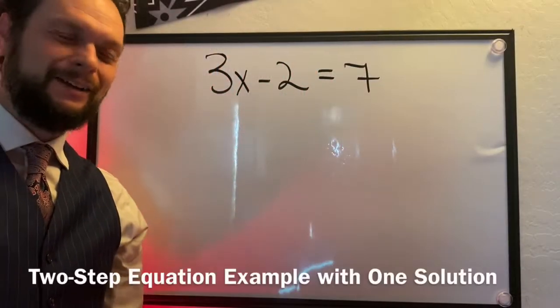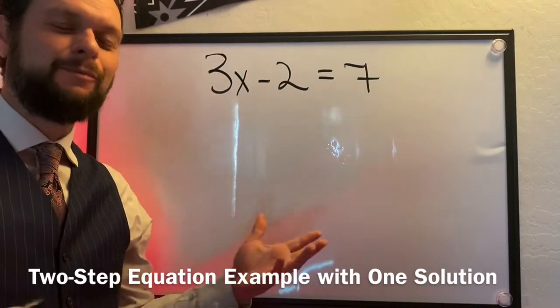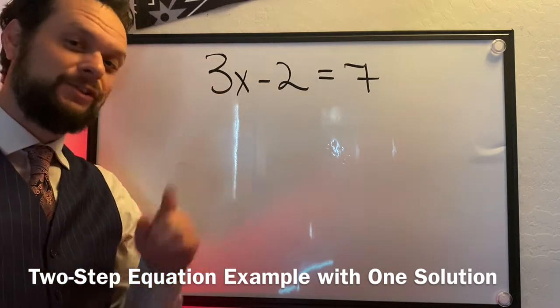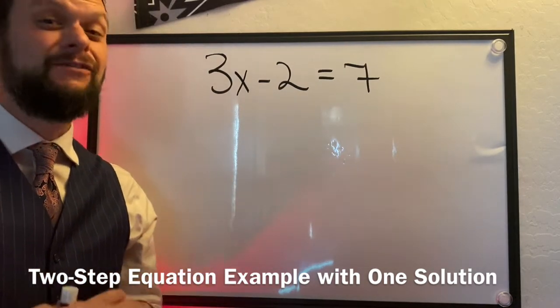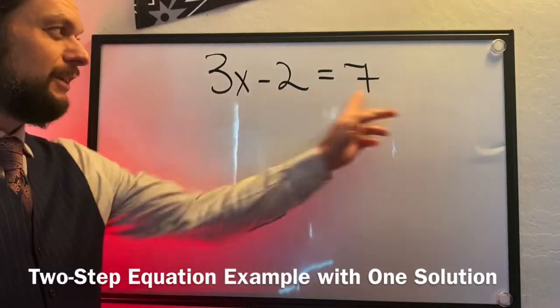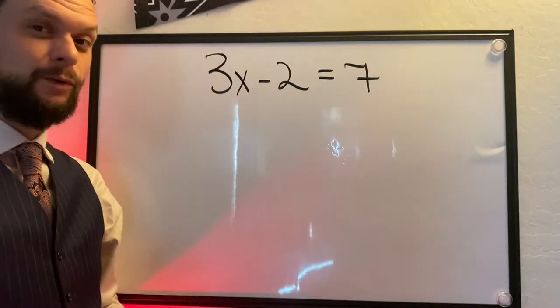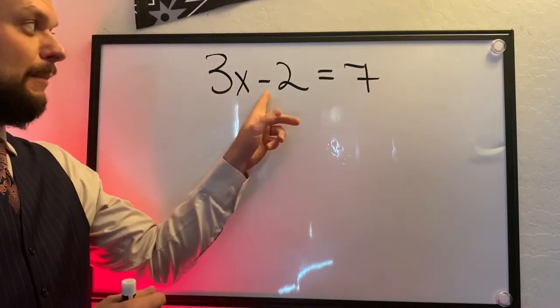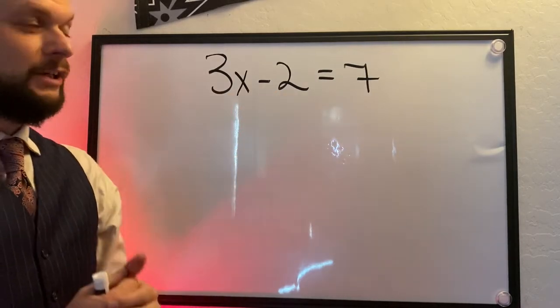All right, welcome back. We're going to take a look at this pretty simple two-step equation, and we're just going to talk about whether this equation has one solution, no solutions, or infinitely many solutions. Just by looking at this, let's read this out loud really quick. This means 3 times a number, just one number, one type of number, minus 2 equals 7.